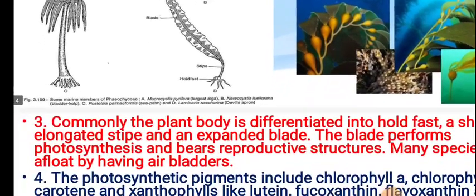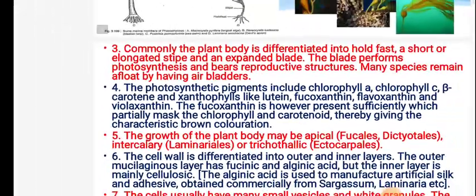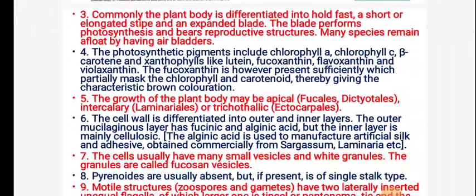Right. Then in the characteristics, when we observe these plants, the thalli, the plant bodies are commonly differentiated into a holdfast, a short elongated stipe, and an expanded blade. Expanded blade in the sense that these thalli, as compared to the other members we have seen first, chlorophyta, then chrysophyta, bacillariophyta, are larger.